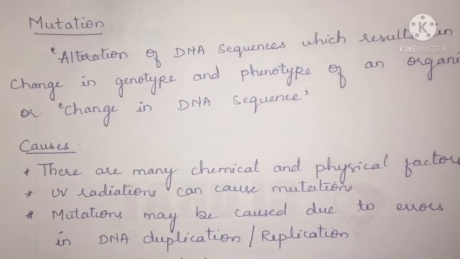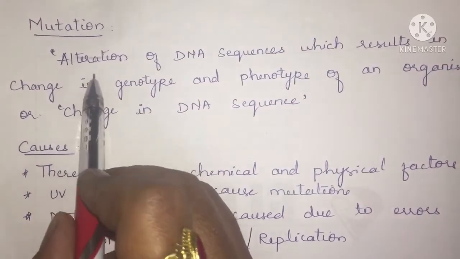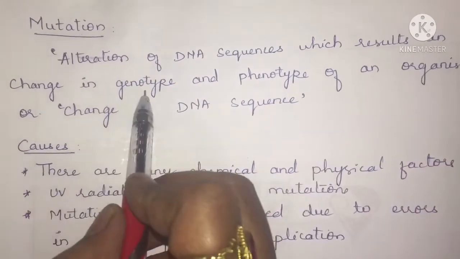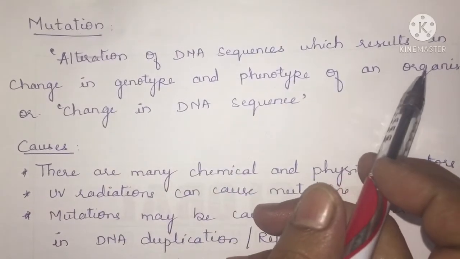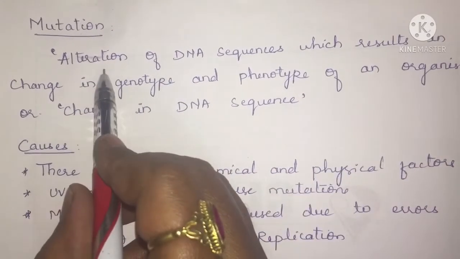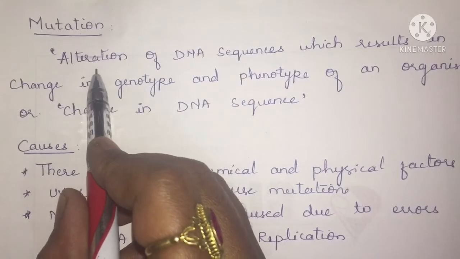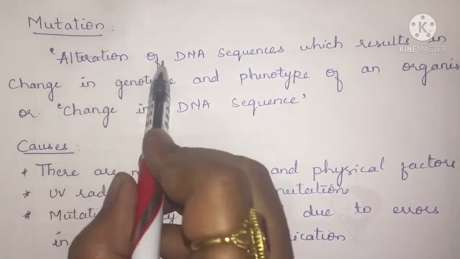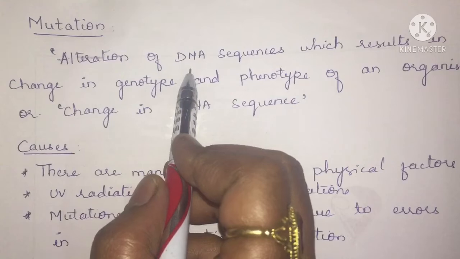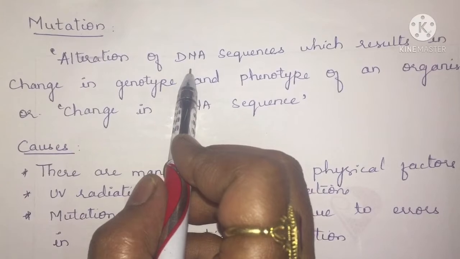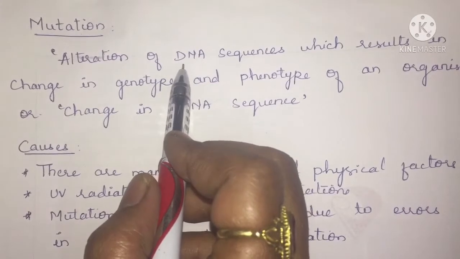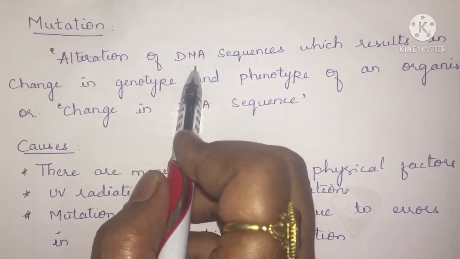You can find I have prepared a note of mutation, where it has been mentioned as alteration of DNA sequences, which results in the change in genotype and phenotype of an organism. What is alteration? Nothing but change. Change of DNA sequences. What does DNA consist of? DNA consists of nucleotides, that is dATP, dGTP, dCTP, dTTP. Hope you remember this. If DNA sequences have been altered, then what happens?